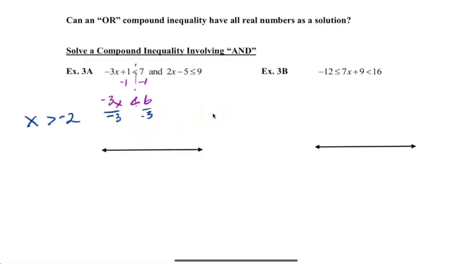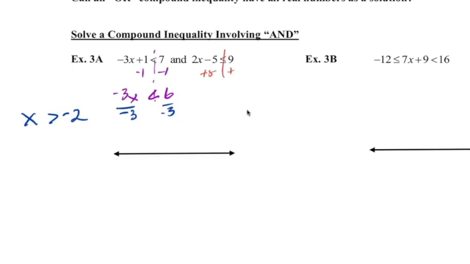So the next one. So there's our line. We already did one side, now the other side. So let's add 5 to both sides. So I get 2x is less than or equal to 14. Divide by 2. So I get x is less than or equal to 7.